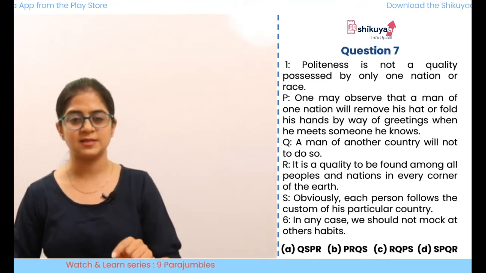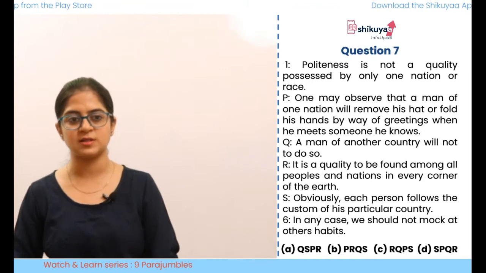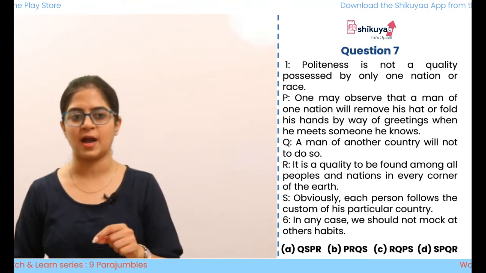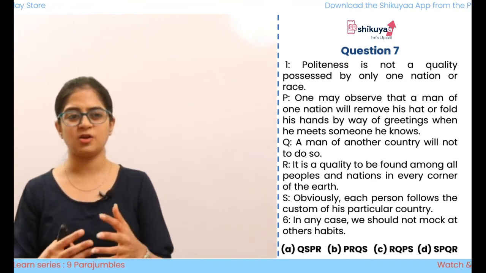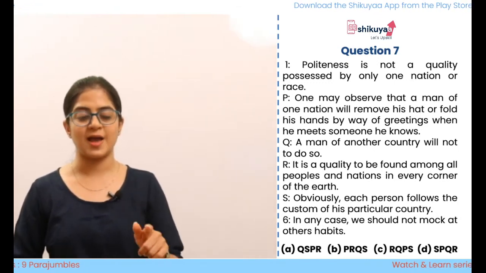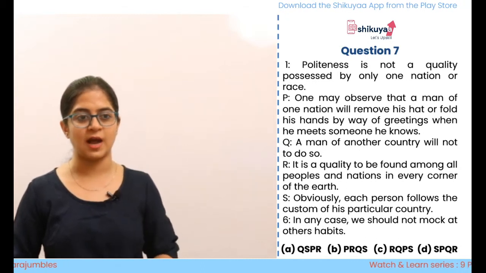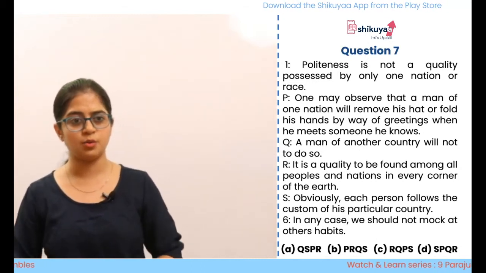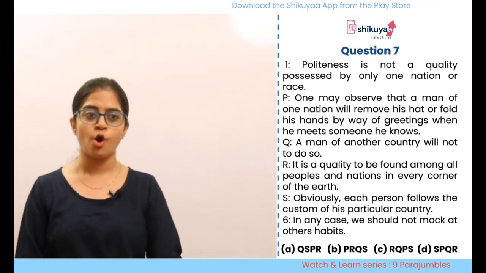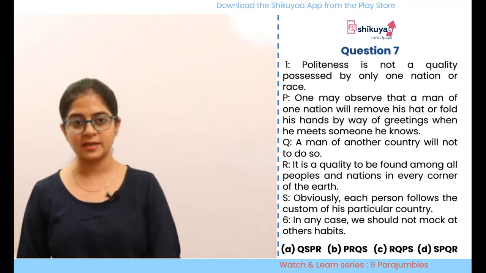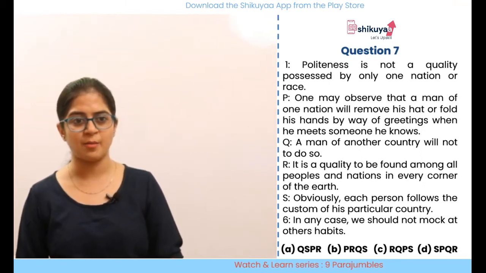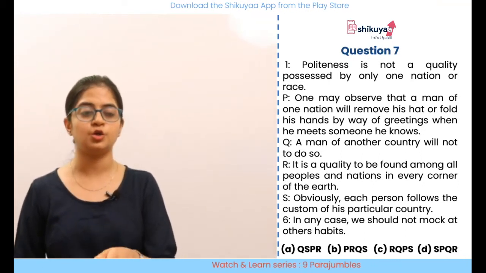Now let us see sentence S. Obviously each person follows the custom of his particular country. In any case, we should not mock at others' habits. Okay, now we cannot immediately conclude that S can be the closing sentence. Let us see the other sentences as well. So as we have said, R is the opening. Let us see which other sentence is logically suitable in the sequence. One may observe that a man of one nation will remove his hat or fold his hands by way of greeting when he meets someone he knows. Then sentence Q says a man of another country will not do so.